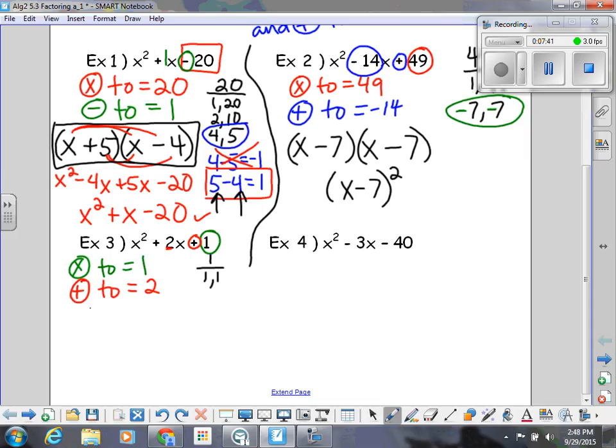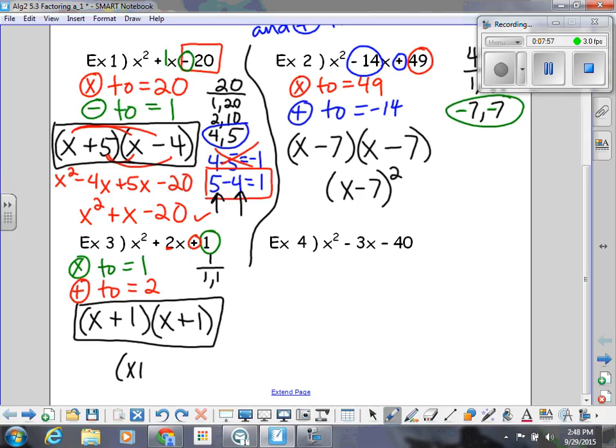All right, so my two parentheses are each going to start with x, and then the numbers in them will be plus 1 and plus 1. I know that they're going to be both positive because we want them to add to equal positive 2. So that could be my answer, or remember, we could also write that as x plus 1 squared since they're both the exact same parenthesis. And then we've got one more.